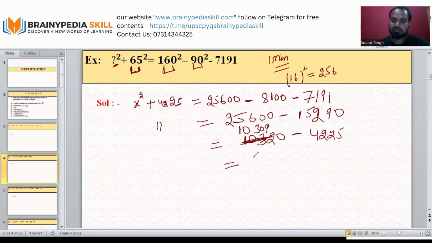And minus 5225, which is going to be 80, 84, 60, 84, right? Now, here we have x square, right? So we have to pick a number which gives you the square of 60, 84, right? So how can we do it? Which number is going to give you that?